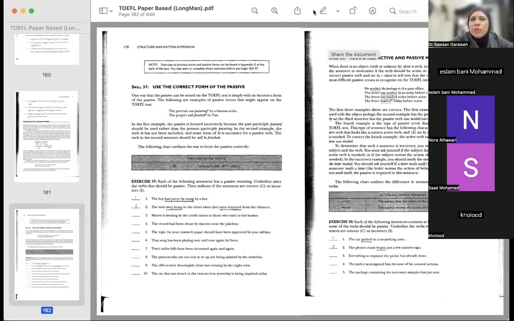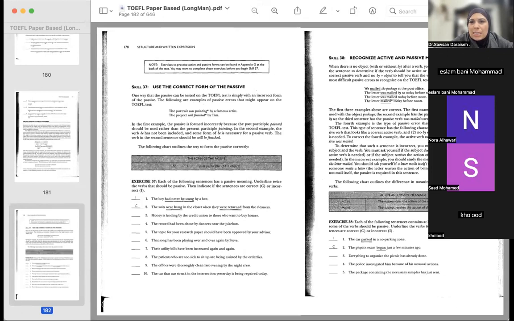So we want to continue what we began. We were talking about the passive. We discussed the passive, and the skill that we took was use the correct form of the passive. So we have to pay attention to the verb itself, whether it's correct or not here. That's what we mean by the correct form, right? Now, the next skill is about what?